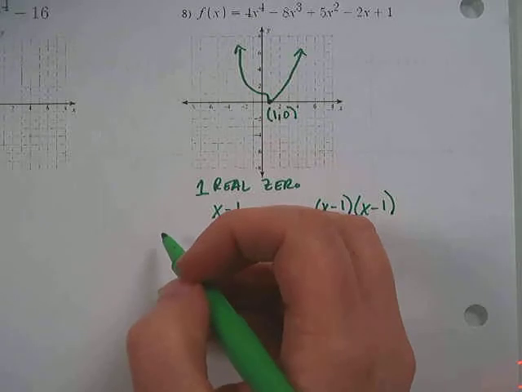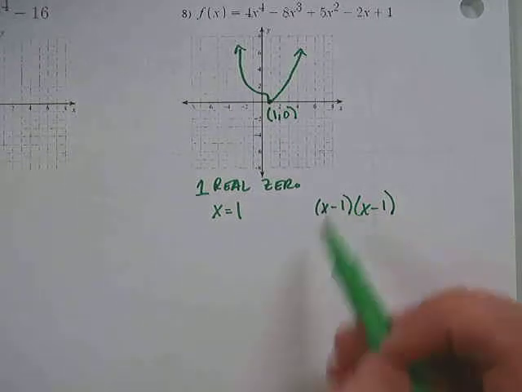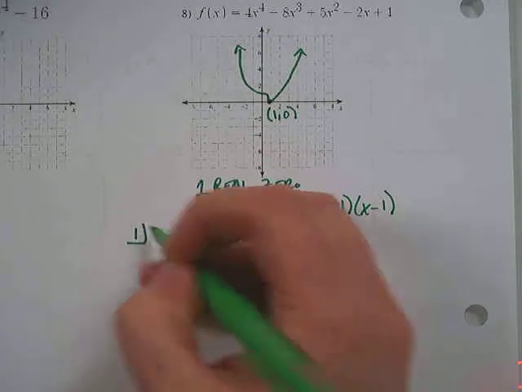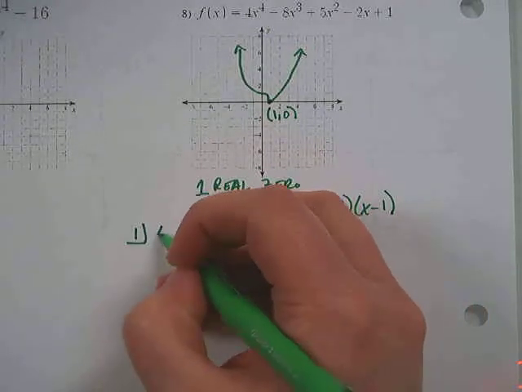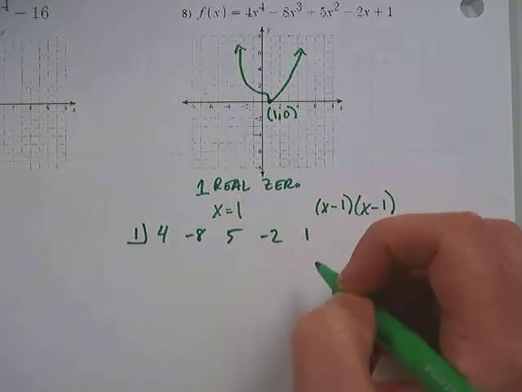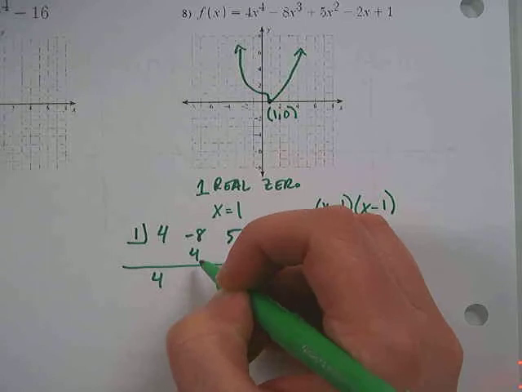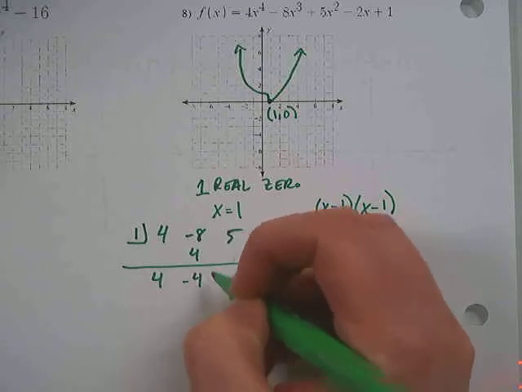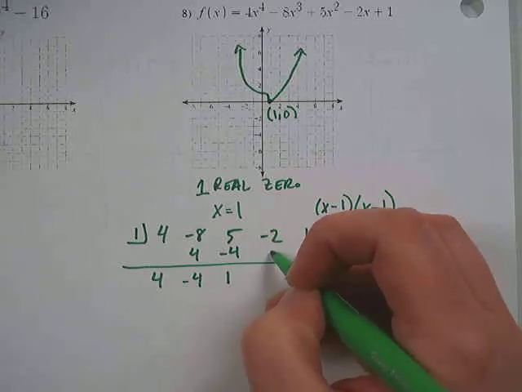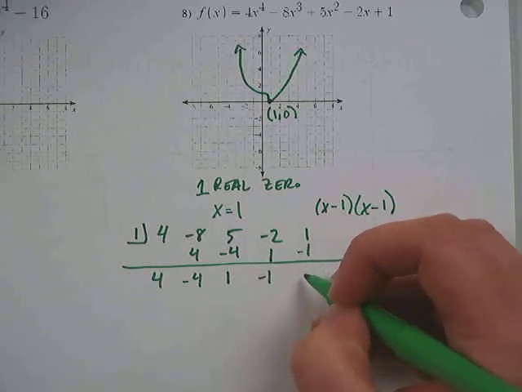So to start with, let's do synthetic division. You can do long division if you like. Either way, you'll just divide this top equation here by x minus 1. I'm going to use synthetic since it takes up less space. So here we have 1 in the box, and then our coefficients are 4, -8, 5, -2, and 1. So we bring down the 4. 4 times 1 is 4. Then adding these together, we get -4. So -4 times 1 is -4. Adding these, we get 1. Multiplying, we get 1. Then -1, -1, and 0.